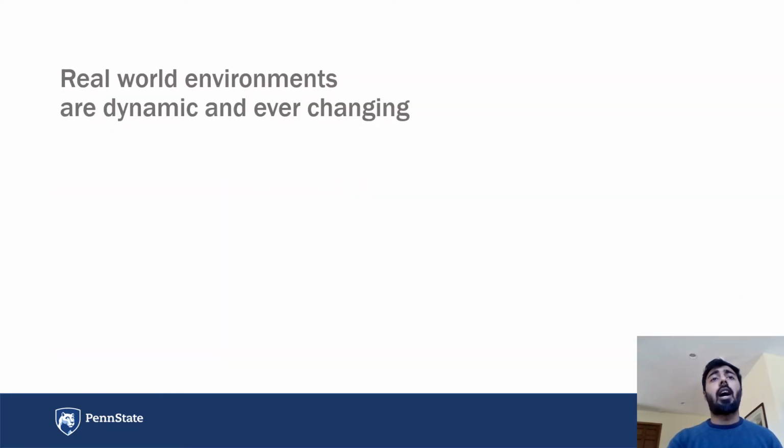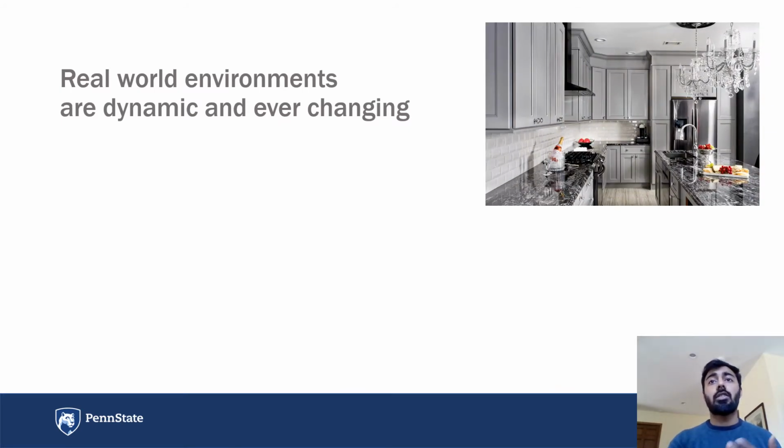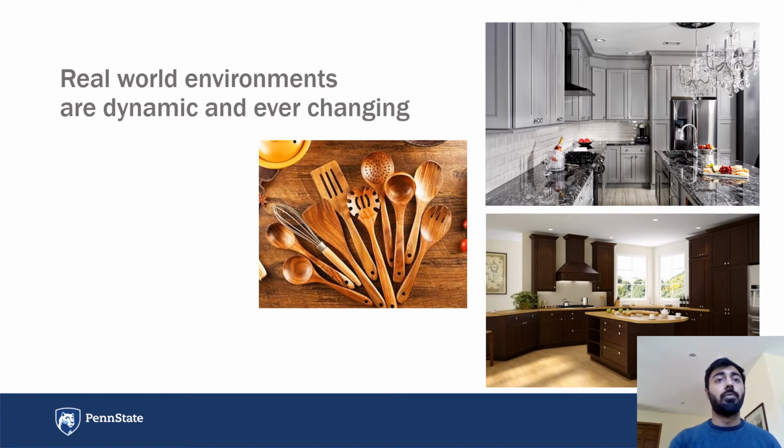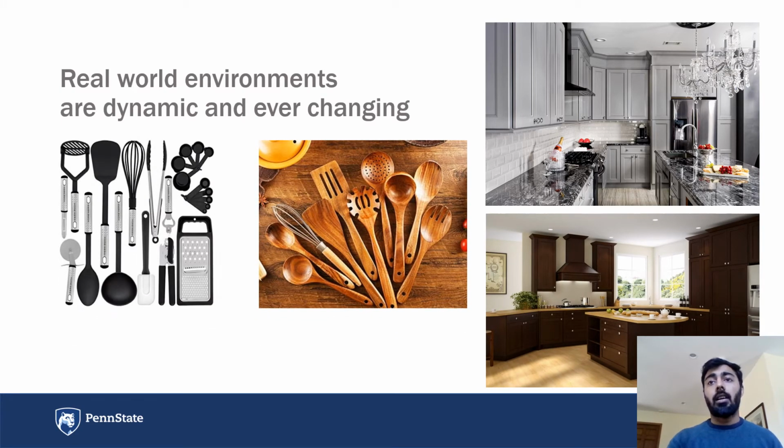Real-world environments, however, are dynamic and change over time, and even our preferences change over time. For example, you might change your kitchen from this to this, or change the utensils in the kitchen from this to this set. The robots now have to adapt to these changes, and usually there is not a lot of supervised data available to the robots to adapt.